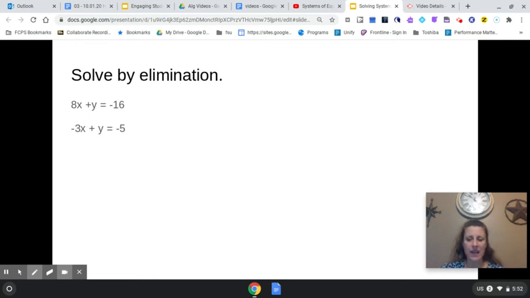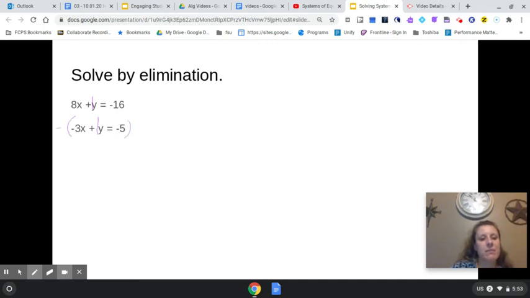So let's look at y instead. Right now, the y coefficients are both 1. So they're the same integer, but they're not opposites. So let's multiply one of the equations by negative 1. I'm going to pick the bottom one.